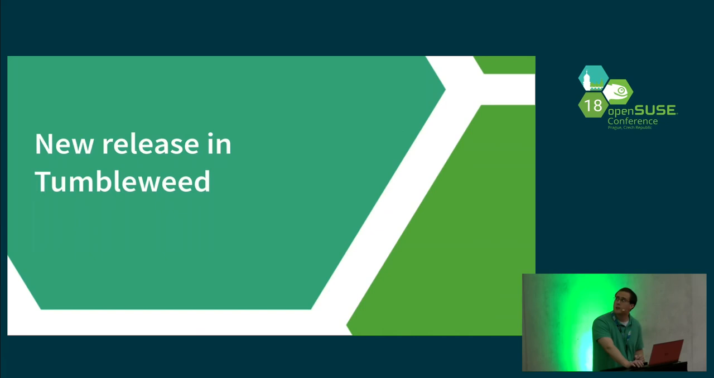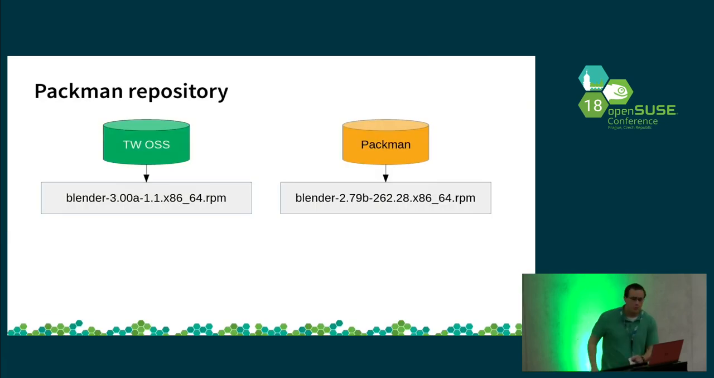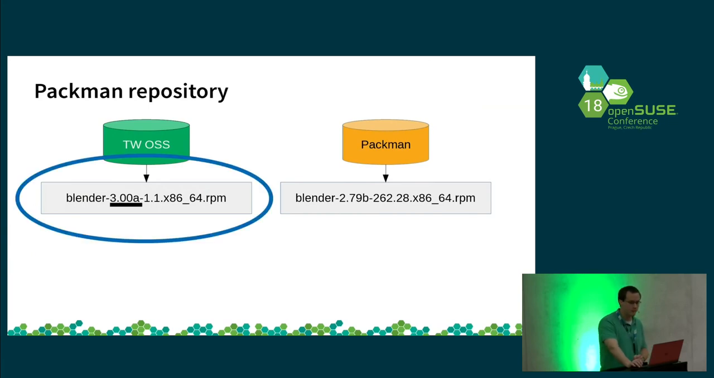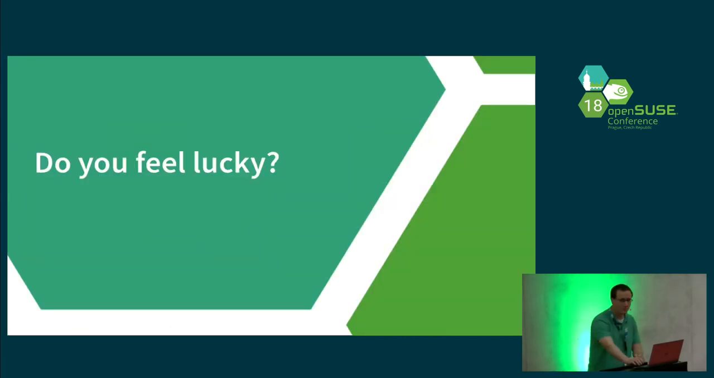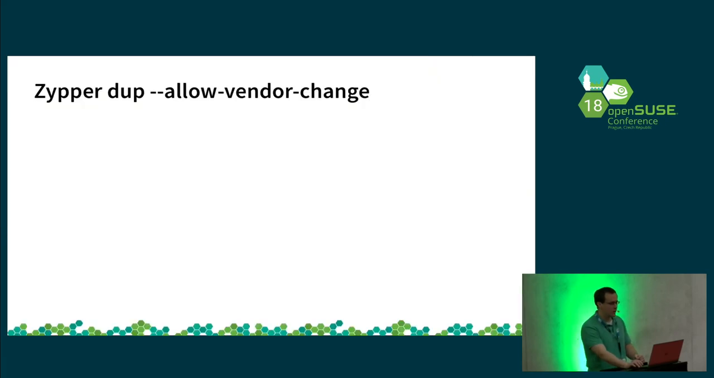So let's say that we had a new release of Blender that hits Tumbleweed. It hasn't yet propagated to Packman yet. So if you were to be installing and you happen to hit this scenario, you would have the 3.0 version in Tumbleweed and not in Packman. So in this case, it would come from Tumbleweed. So there's no clear rhyme or reason. So it's kind of, do you feel lucky? Where is it going to come from? You can obviously check this yourself manually, but generally, you usually add repositories with a reason in mind.